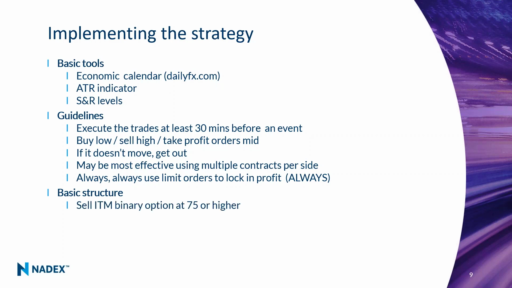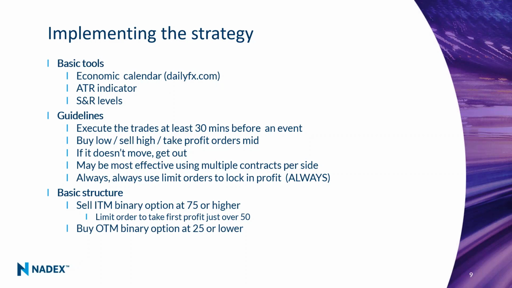Here's the basic structure. We're going to look to sell an in-the-money binary option at 75 or higher. On a limit order, we want to take our first profit at a level just over 50. So say, for example, we sell at 85. Our first profit level is going to be around the 53, 55 mark. You can work with that, determine your own. That's my rule of thumb. This is the basic structure.